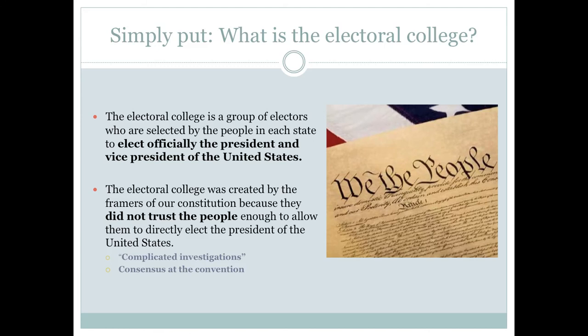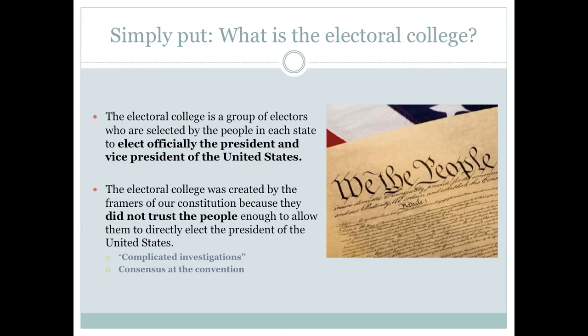Now, the first question is, well, why didn't they just have an old-fashioned vote, as is often the case in a democracy? In other words, let's just all vote, and then let's go ahead and count the vote and see who wins. And the reason they didn't do this is because, truth be told, the founding fathers, the framers of our Constitution, the men who wrote our Constitution, men like James Madison and Alexander Hamilton and others, I don't think they truly trusted the people enough to allow them to directly choose the president.